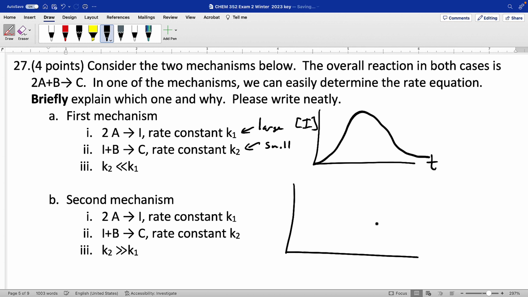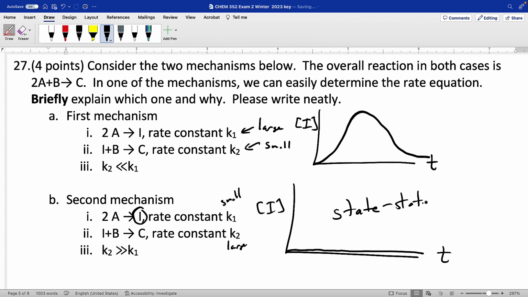Whereas in the second mechanism, k2 is large and k1 is small. So as soon as we make a molecule of I, it's going to be consumed in the second step. So I is going to essentially stay very close to 0 as we go through time. And that is the steady state approximation: that the change in this intermediate as a function of time is approximately 0.